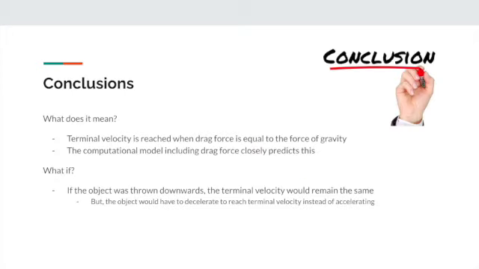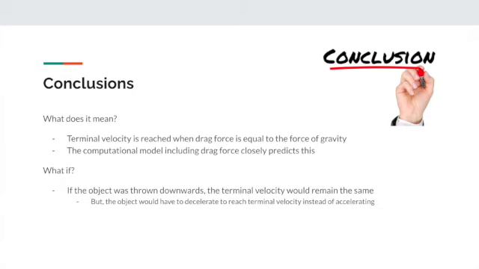Okay, so for conclusions, the terminal velocity is reached when drag force is equal to the force of gravity, and this means the net force is 0 and the object will have a constant velocity. The computational model, including drag force, closely predicts this, but it can't do it perfectly.